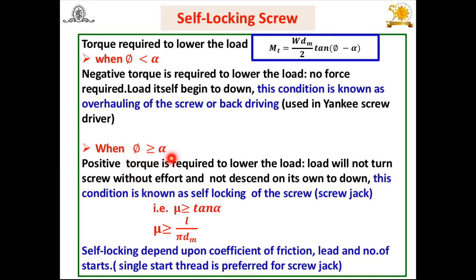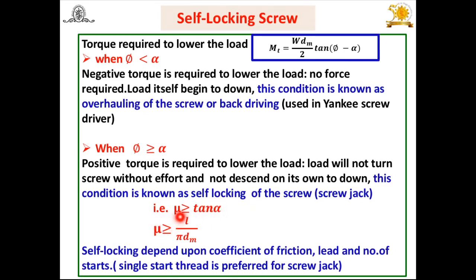Both the side tan of phi and tan of alpha. So what will you get? Tan of phi is nothing but mu, and here you will get tan alpha. So mu should be greater than or equal to the tangent of the helix angle. This is another case: for self-locking, the coefficient of friction should be greater than or equal to the tangent of alpha.